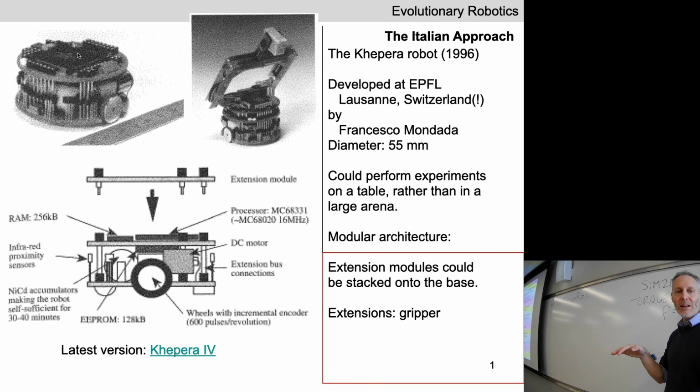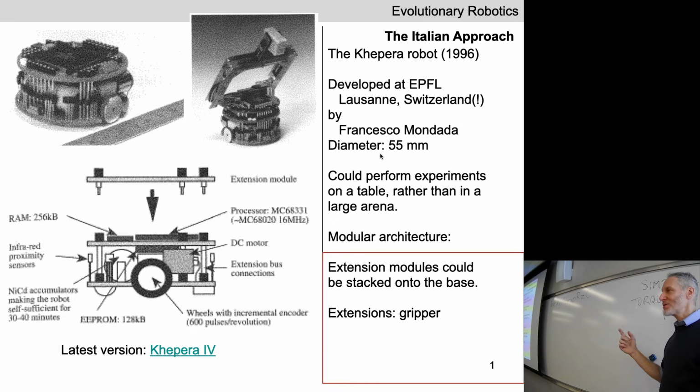You could add a little camera on top. You could add a little gripper, like you see in the upper right here, and the gripper is grabbing a little sugar cube. Little cylindrical robot with a left wheel and a right wheel. Sound familiar? Where have we seen this before? Roomba. The Roomba, maybe you have it at home, right?